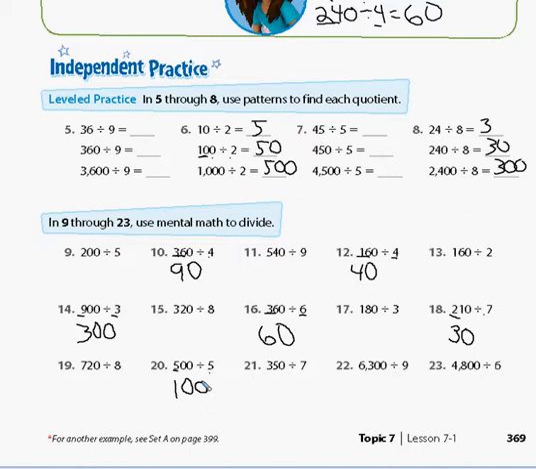Problem number 22. My basic fact there is 63 divided by 9. I know that 9 times 7 is 63, so 63 divided by 9 would be 7. And I have 2 zeros there for place value. So 6,300 divided by 9 is 700.